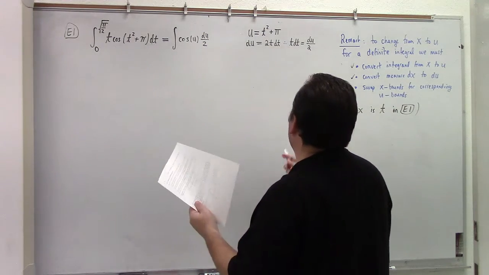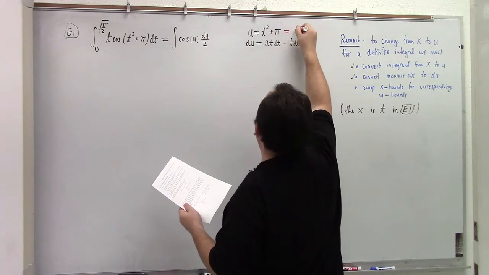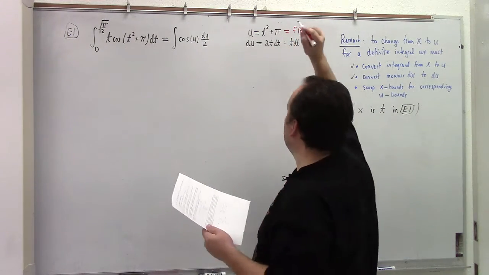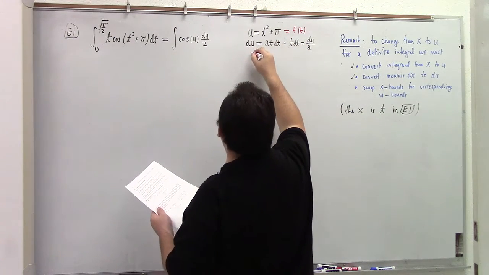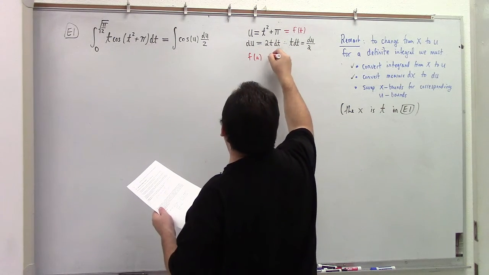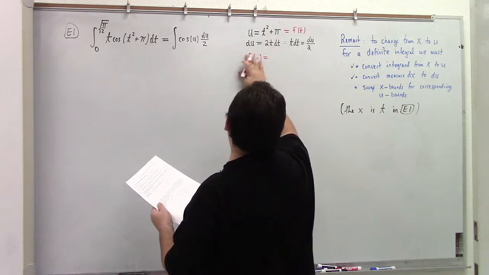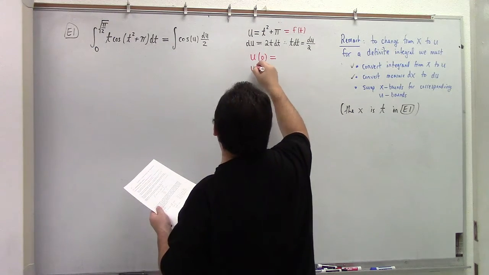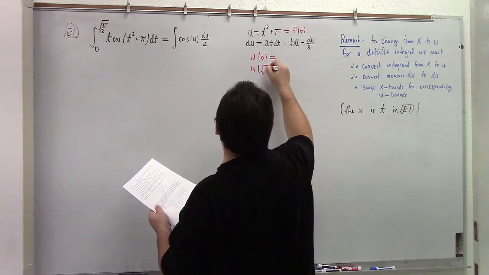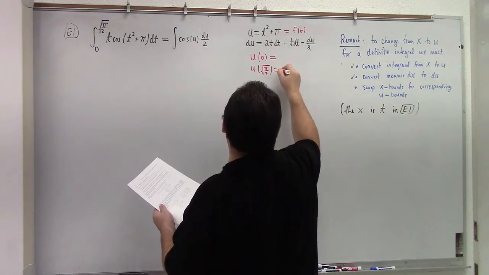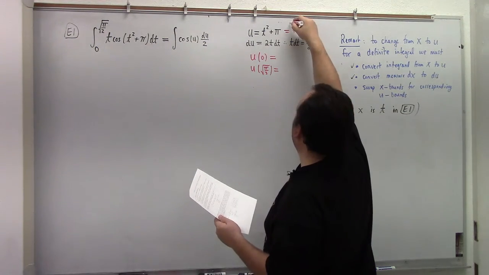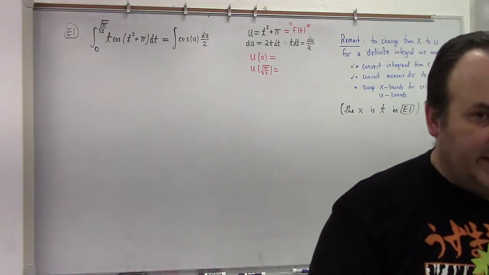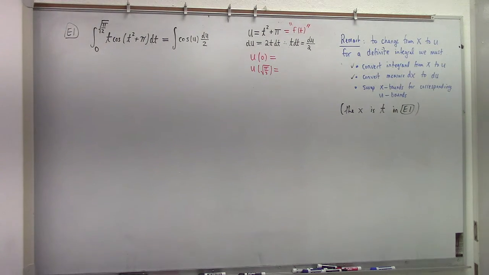So this is like the f of t in the theorem that I wrote. Here's the notation I usually use. u of 0 is what? u of square root of pi over 2 is what? If you want to make the explicit connection with the theorem that I have just erased, think of u equal to f of t.